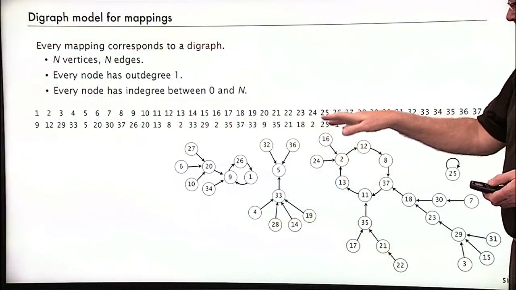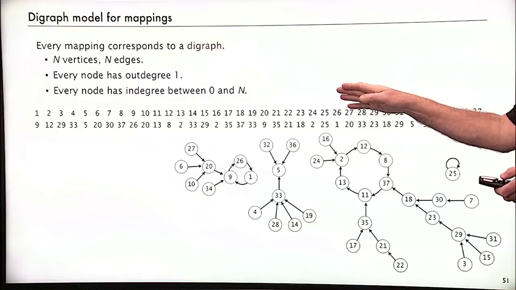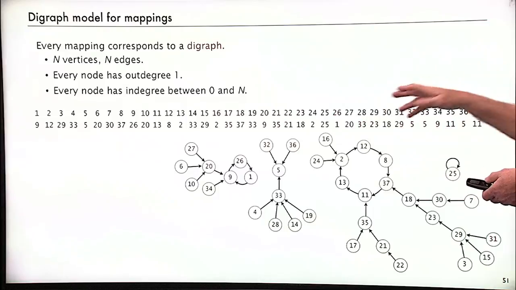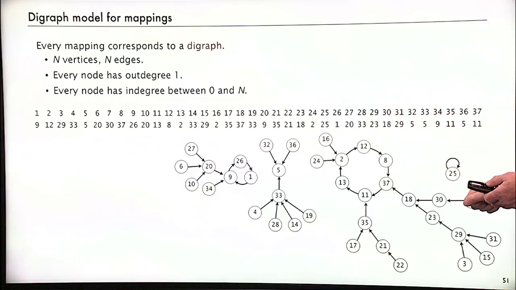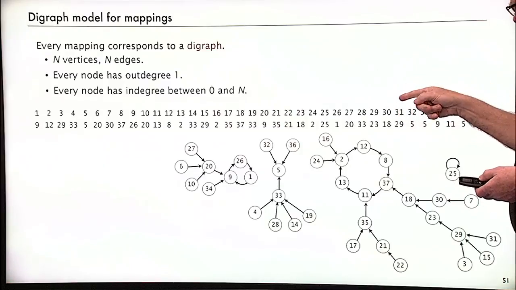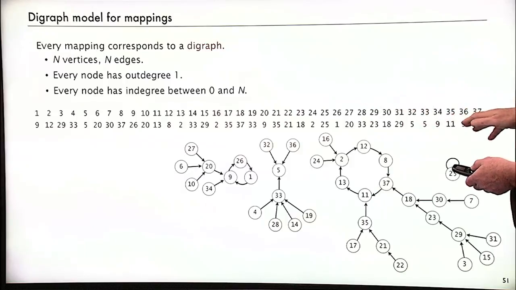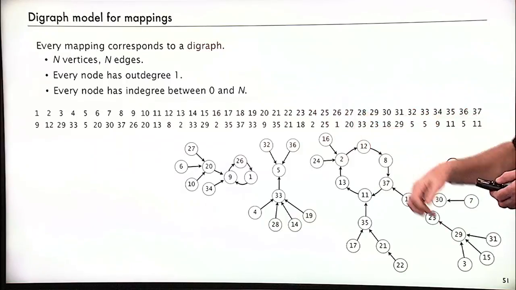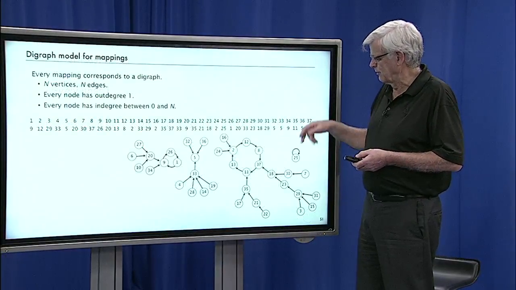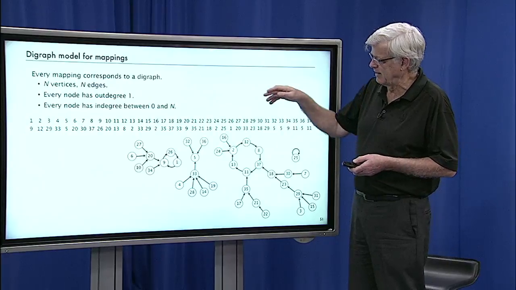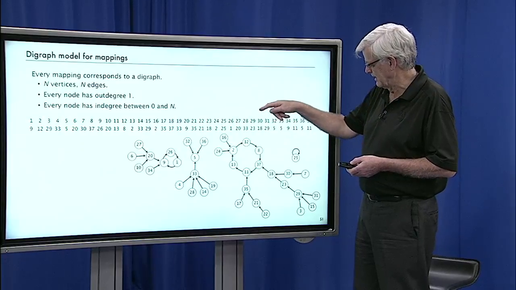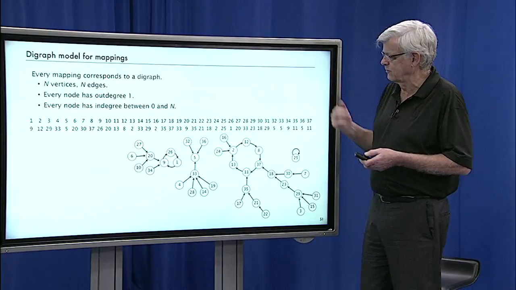So that is, for every position in the word, you make a node. So there's 37 positions in this word. We have 37 nodes. And for every node, you just draw an arrow from the node to its value. Since there's n different possible values, there's n different possible places to point. So every node has out degree 1. There's only one place every node can point to. That's its position in the mapping. So 30 points to 18, 29 points to 23, and so forth.